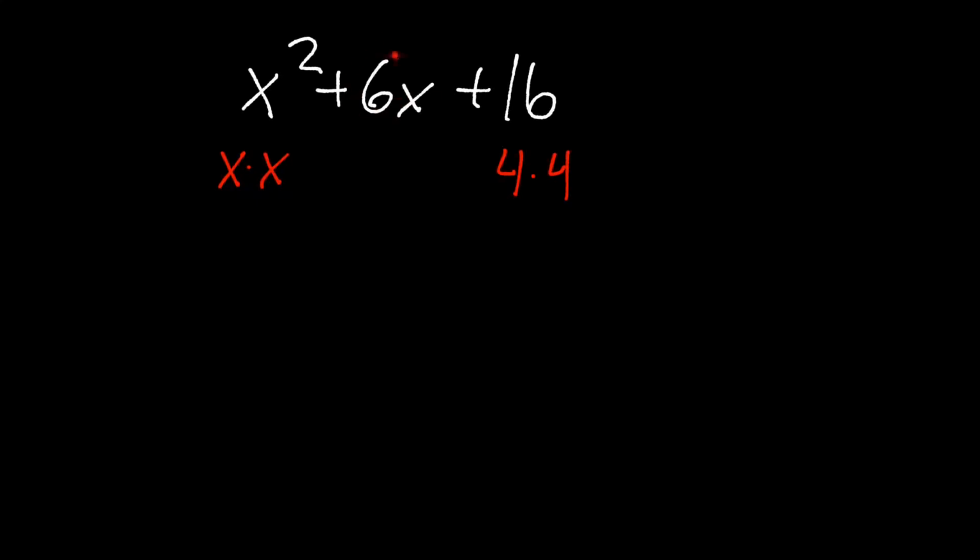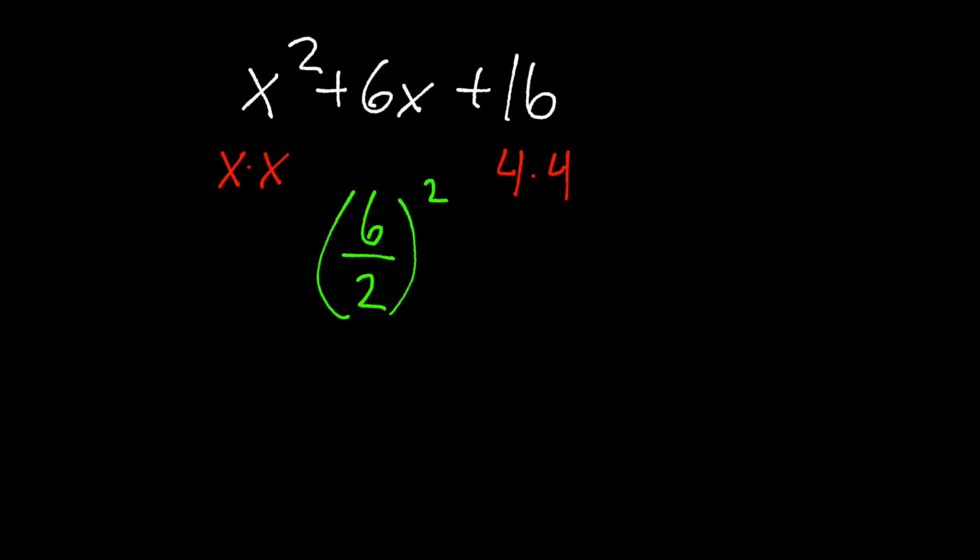Now we got to check with the middle term, 6. We're going to take that 6, we're going to divide it in half, and then we're going to square the whole thing. And hopefully it gives us 16. If it does, this is a perfect square trinomial. And if it doesn't give us 16, then it isn't.